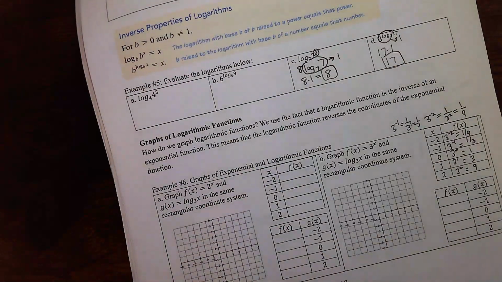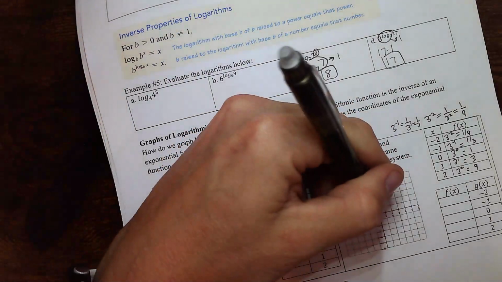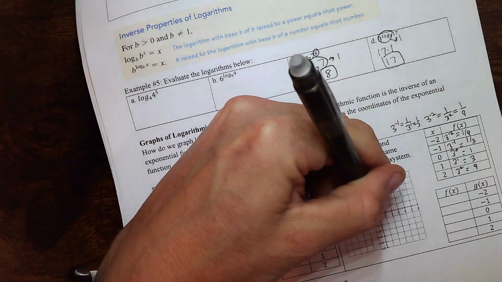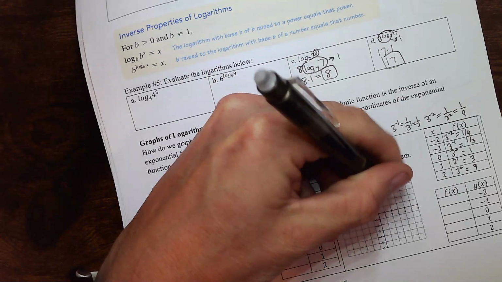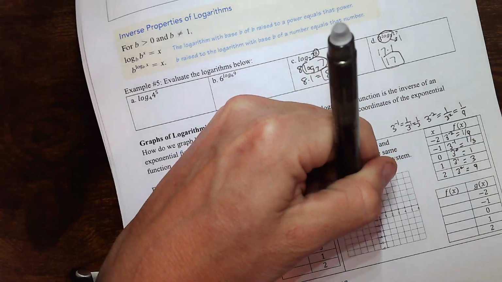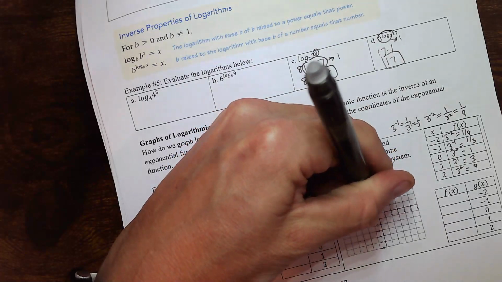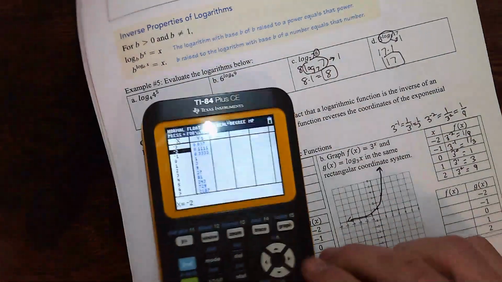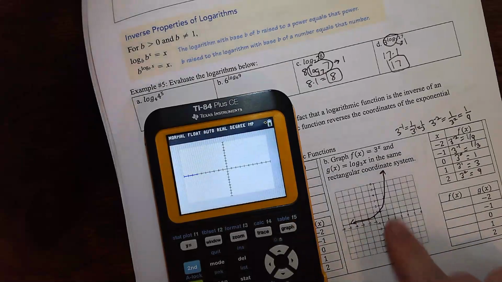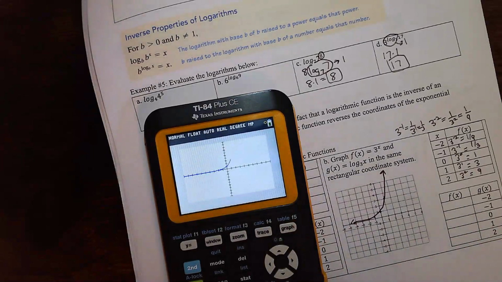All right, and I'm going to graph this. So negative 2 and 1/9, negative 1 and 1/3, 0, 1, 1, 3, 2, 9. I'm not going to be able to fit that on there. So remember, there's a horizontal asymptote here at y equals 0. So it's not going to cross. It'll approach that x-axis, but it's never going to touch it.